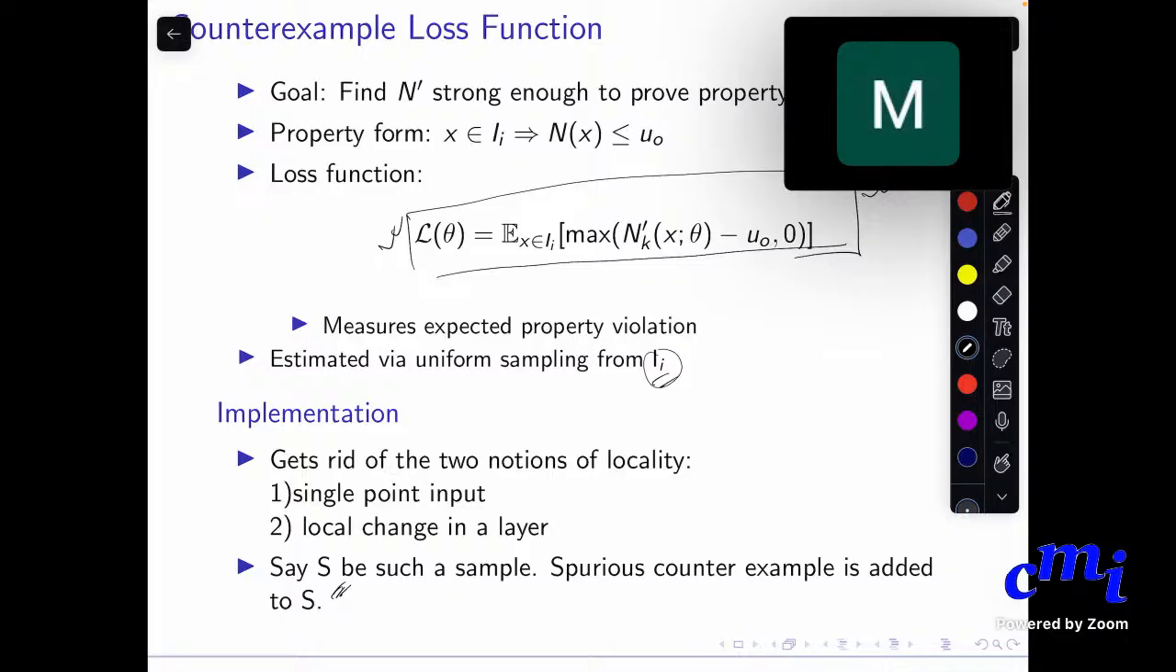But why do you say that? Once you get a spurious counterexample you add, then the next time when you do it, it can come up with a different kind of merging. Yeah, because here we have these parameters, right?